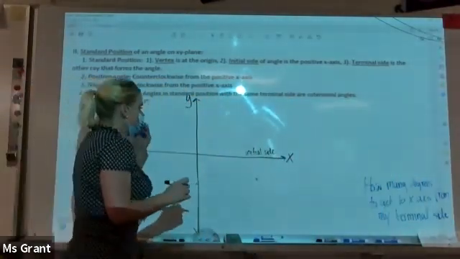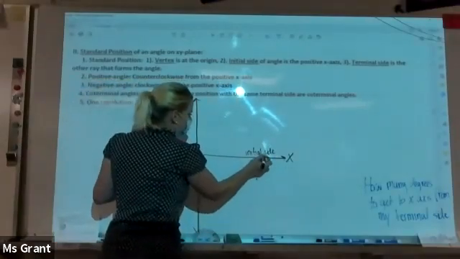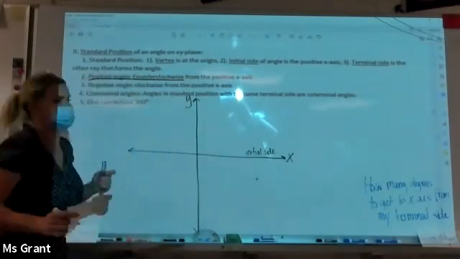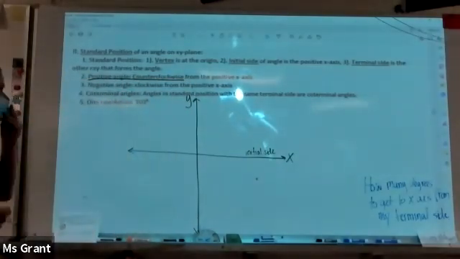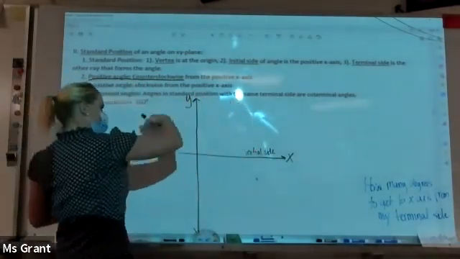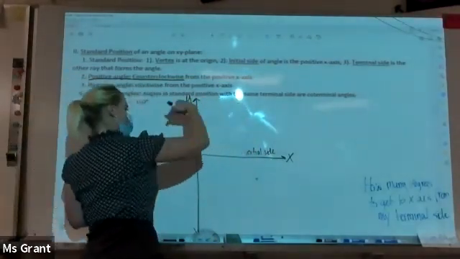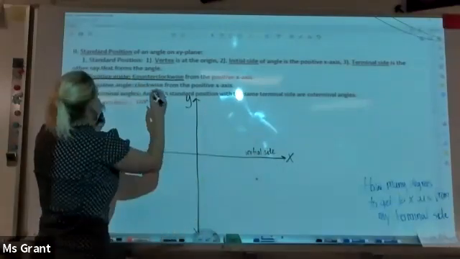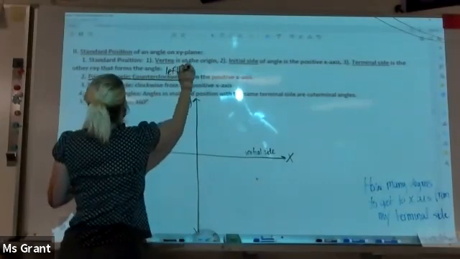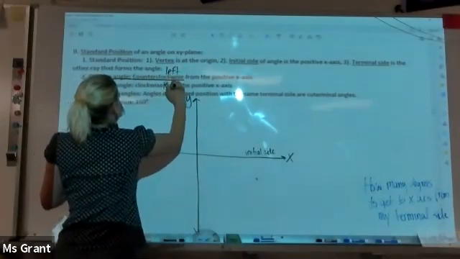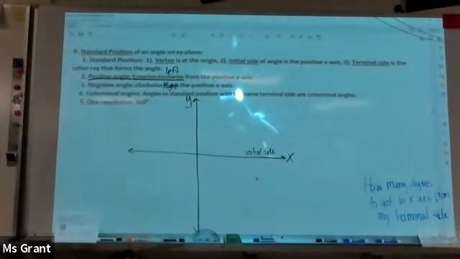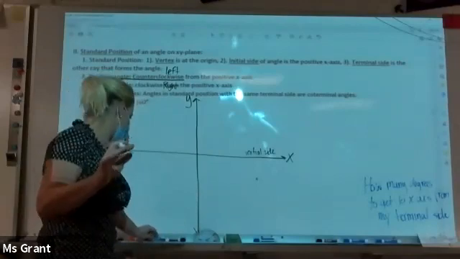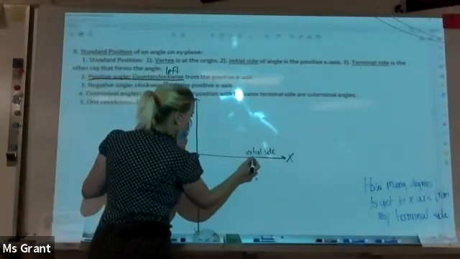Then I'm going to have my initial side, and a positive angle is counterclockwise. Counterclockwise goes this way, to the left. Clockwise goes to the right. Here is a positive angle.